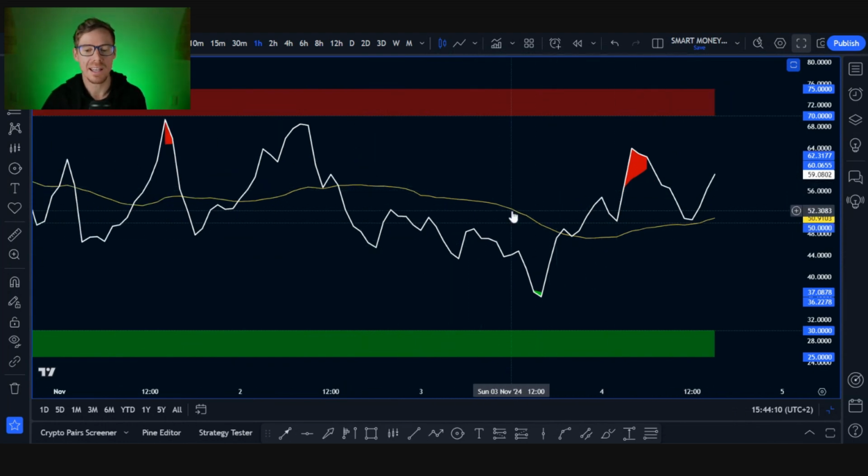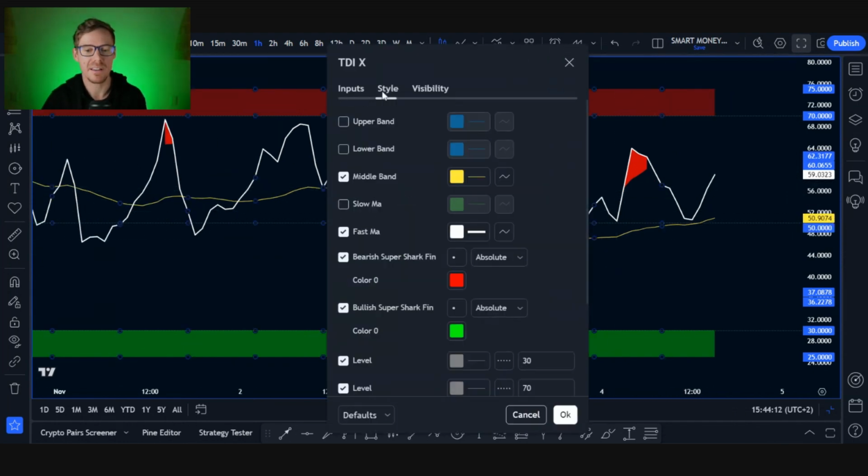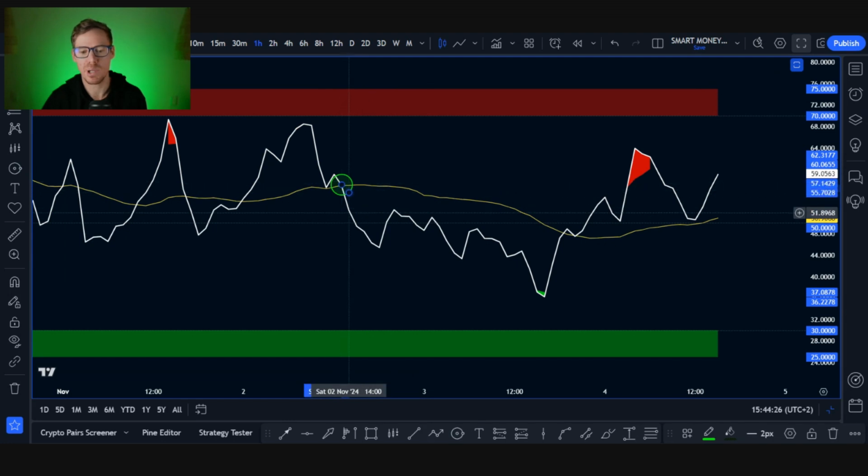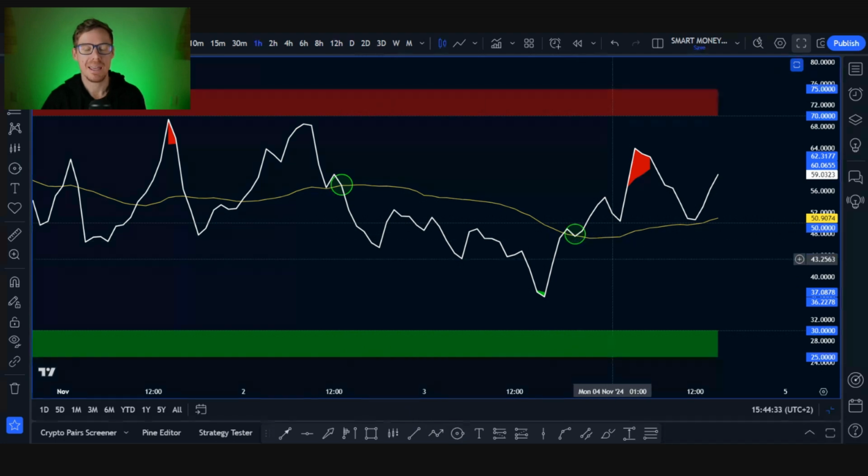This yellow line, guys, if you open the settings over here, you'll see it's the middle band. The middle band is also a sentiment analysis. It shows you what is the sentiment of the market. So for instance, if price is below it or breaking below it, it means it's going into a bearish sentiment. If price is breaking above it, it means it's going into a bullish sentiment.